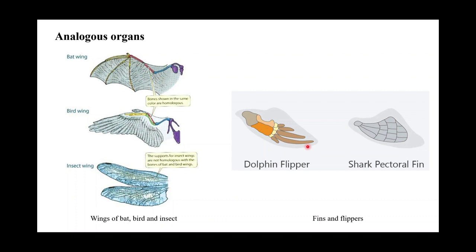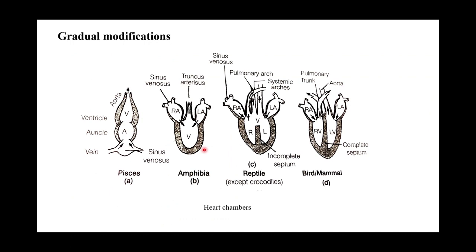And another example of growing complexity is the heart, or what we call gradual modification. So this is a snapshot from Pisces to vertebrata who have complete circulation. Now you see how the heart chambers have evolved. Pisces started with just one auricle and one ventricle. Amphibia has one ventricle, and the structure also changes, and they have two auricles.